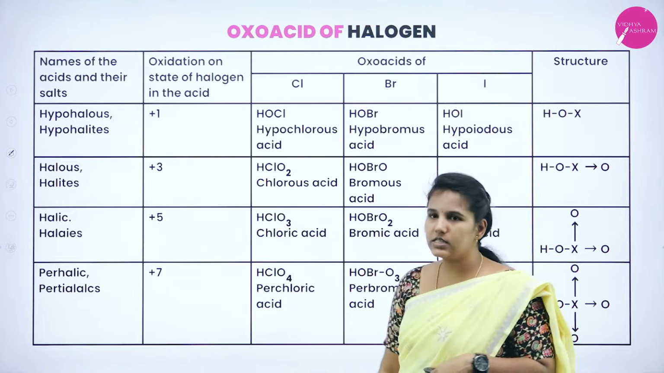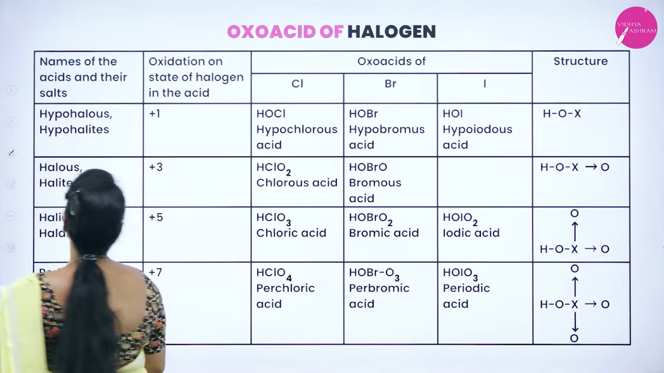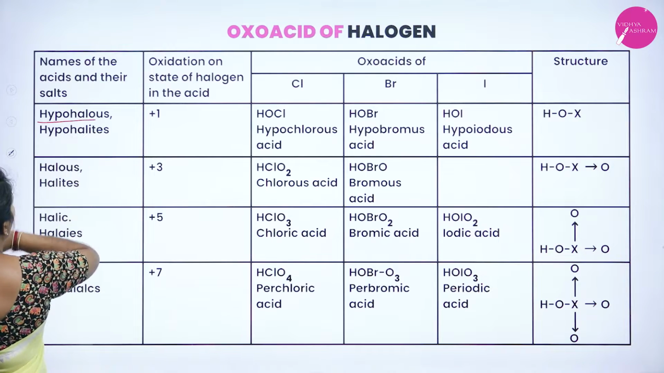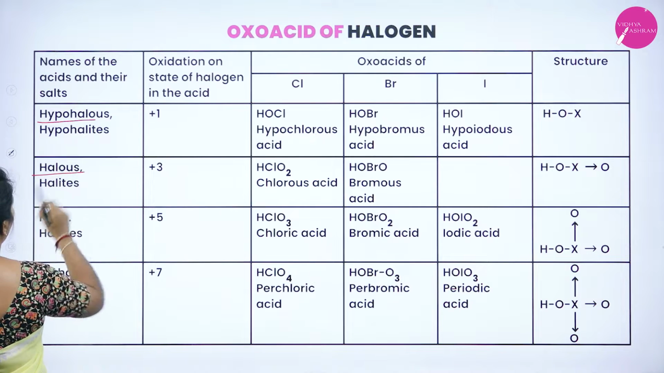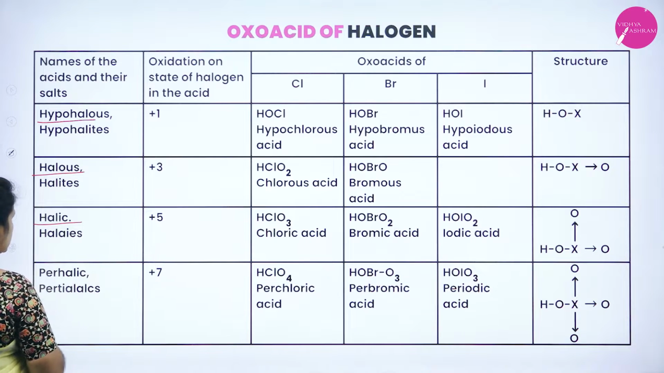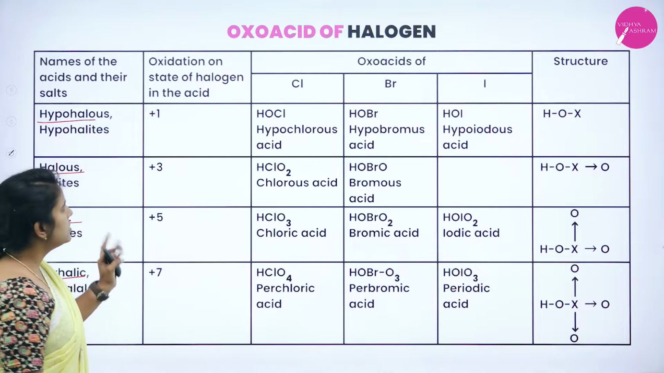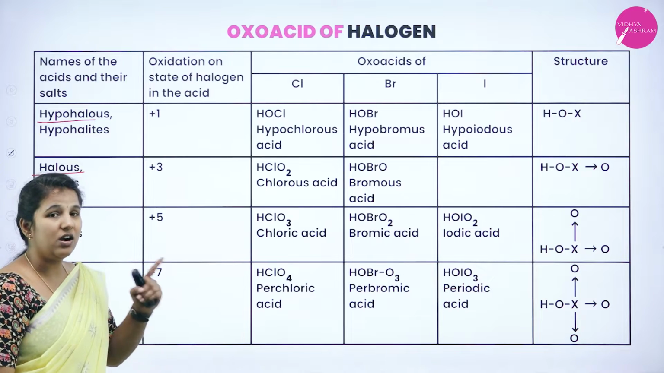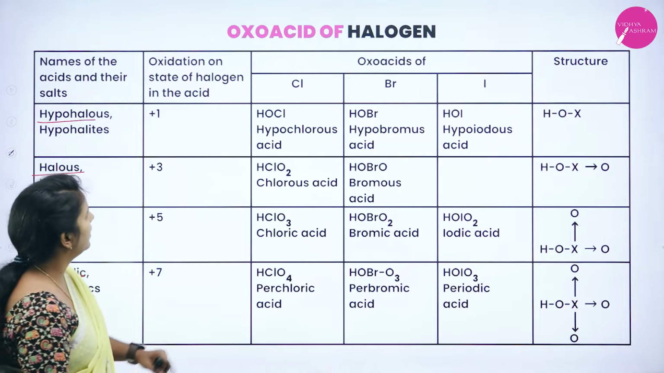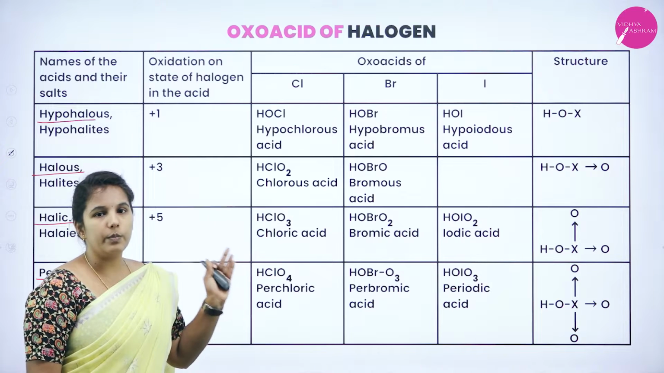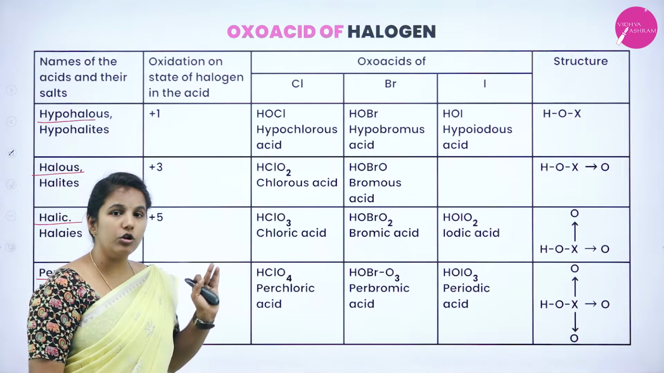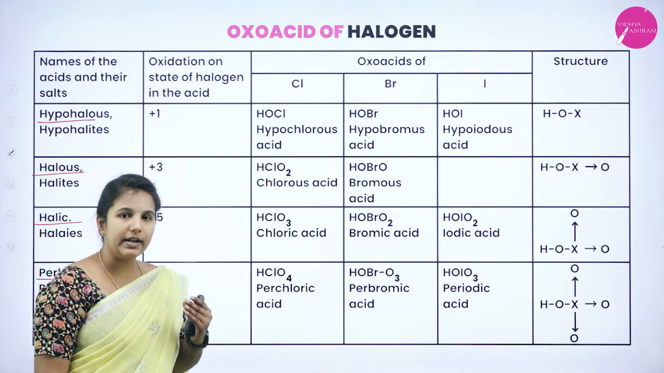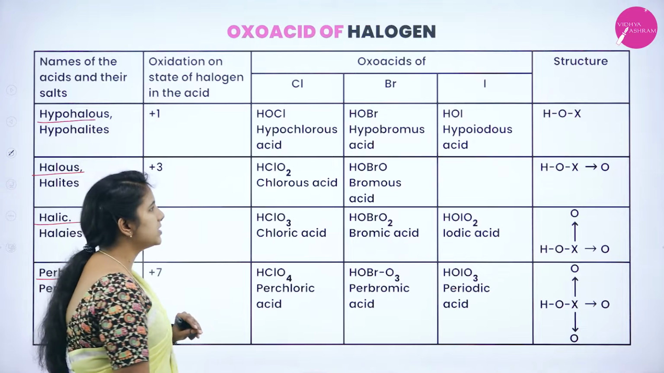Next is oxoacids of halogens. Here you can see the names of the oxoacids I have represented: hypohalous acids, halous acids, halic acids and perhalic acids. You can see that the oxidation states of the halogen in each oxoacid will be different. First we will see chlorine, bromine and iodine. Already we have understood that they form four different types of oxoacids, and we will understand their names and oxidation states one by one.